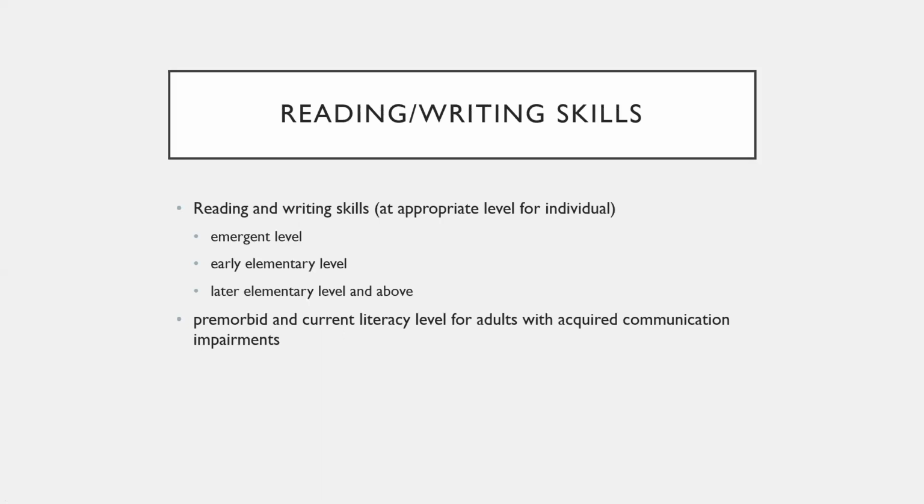When it comes to adults or people with acquired communication impairments, we're really looking at their premorbid skills, number one. So what was their literacy level prior to the onset of their impairment? Were they somebody that could read and write? And then what is their current ability? So, is this adult I'm working with able to read at 1-word level, 2-word level, or not at all?